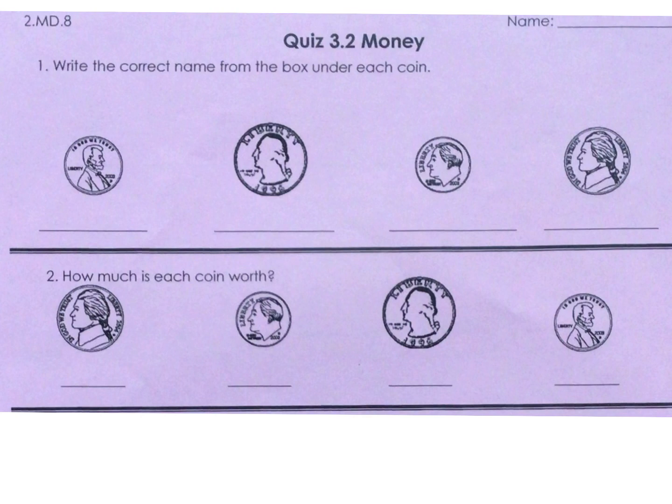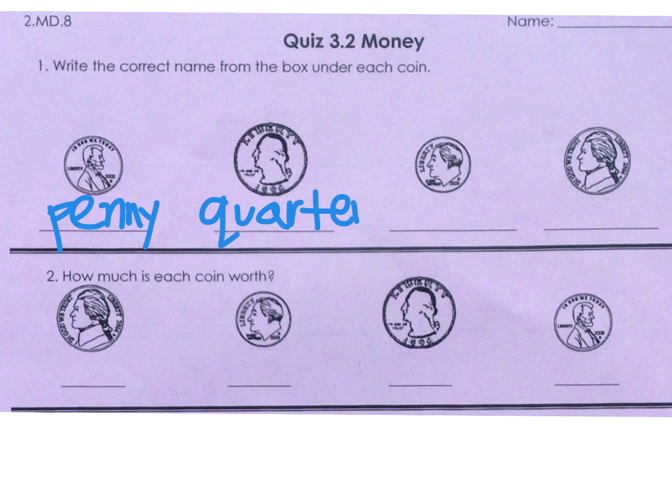So this is the actual test, so they'll have to be able to write penny, quarter, dime, nickel. Then they'll need to go underneath each coin and write the value with the cent sign. If they do not write the cent sign, they only get half credit.